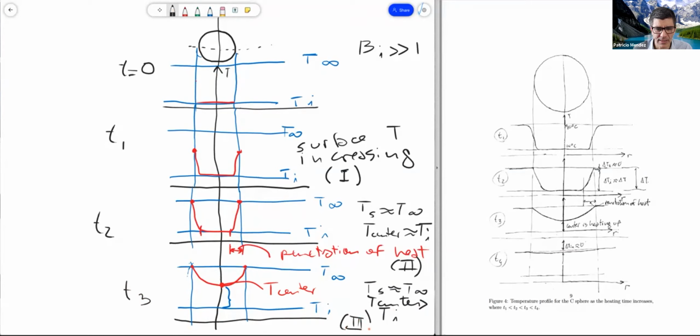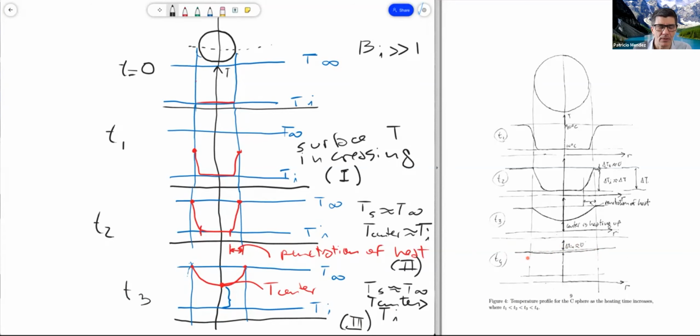And of course, what is the end of stage 3? When we have a uniform temperature because the sphere heated up. So we start with a uniform temperature and we end up with a uniform temperature, like I'm moving here to the right. That is now the uniform temperature at high temperatures.